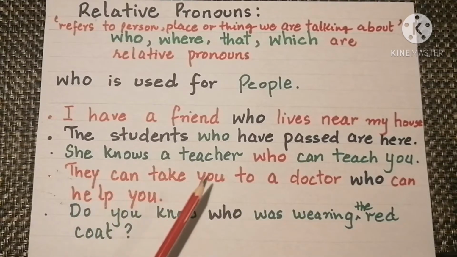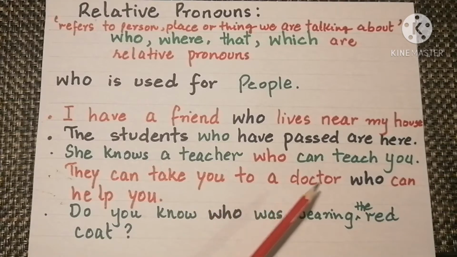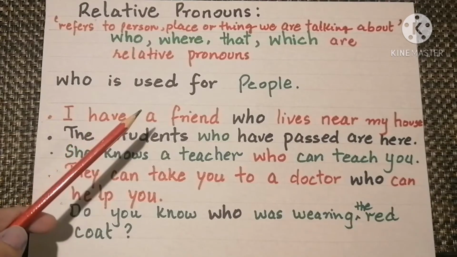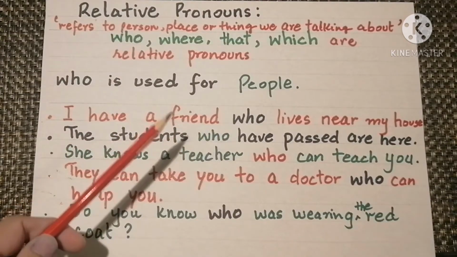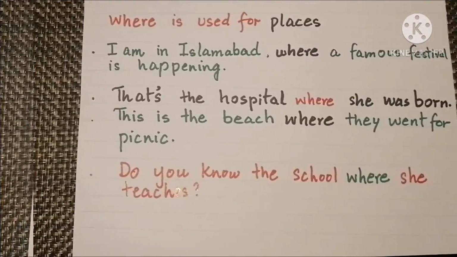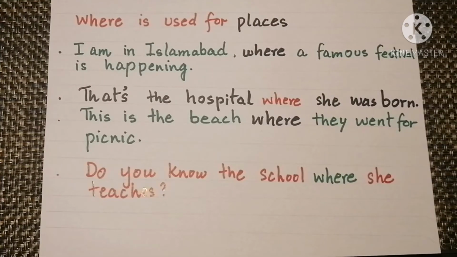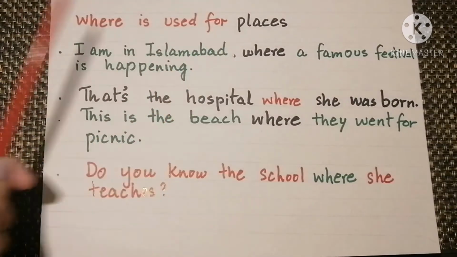They can take you to a doctor who can help you. Do you know who was wearing the red coat? So, who is used for people. Where is also a relative pronoun that is used for places.